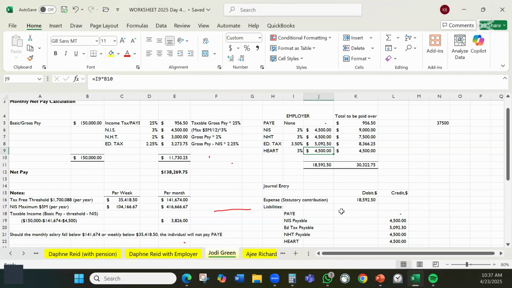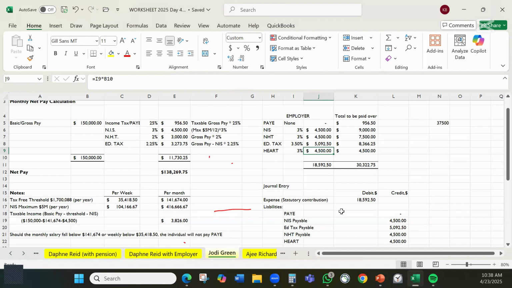Where am I? Education tax, 3.5. They said it would be different from the employee. What is the HEART, by the way? Because I don't understand the HEART.